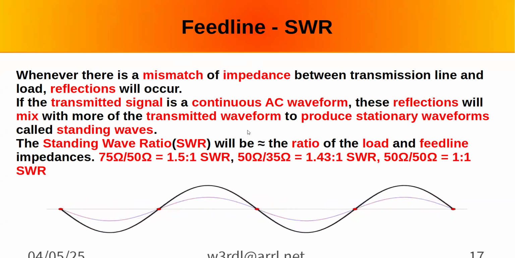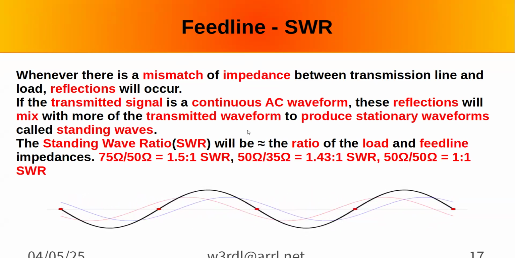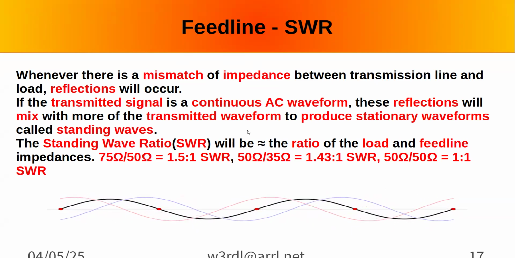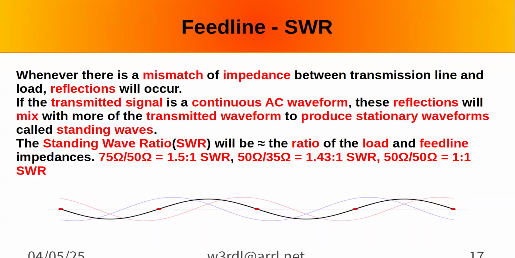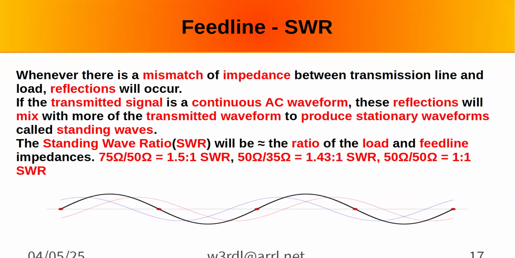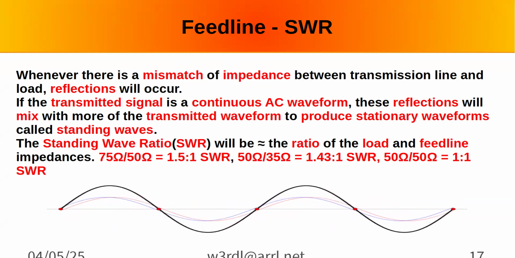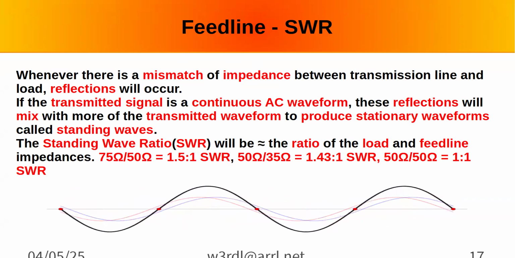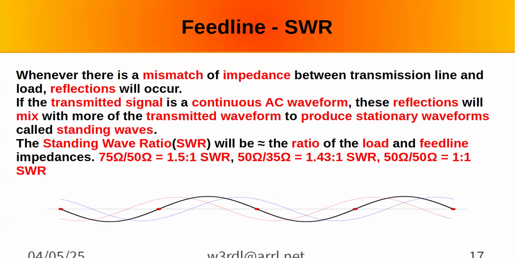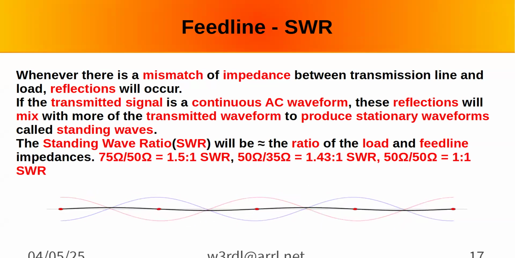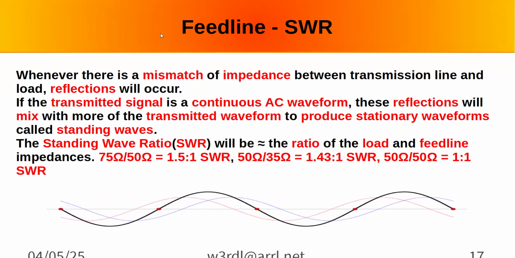So the SWR is, one way to do it, besides the other formula of reflection coefficient, just the ratio of the two impedances. If it's 75 versus 50, it's 1.5 SWR. If it's 50 to 35, it's 1.4. If it's 50-50, it's 1-to-1, which is what you want. Hard to get there, but I've seen 1.05.